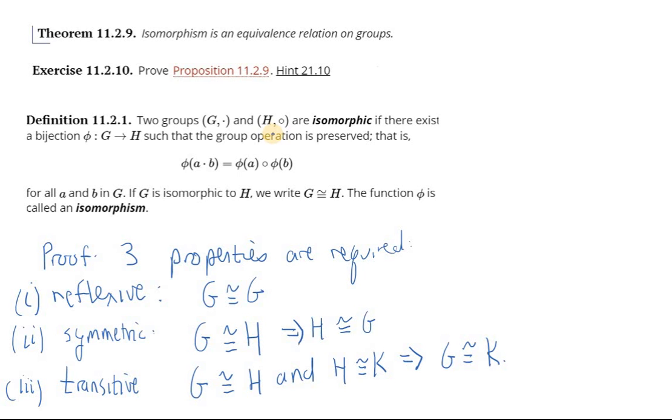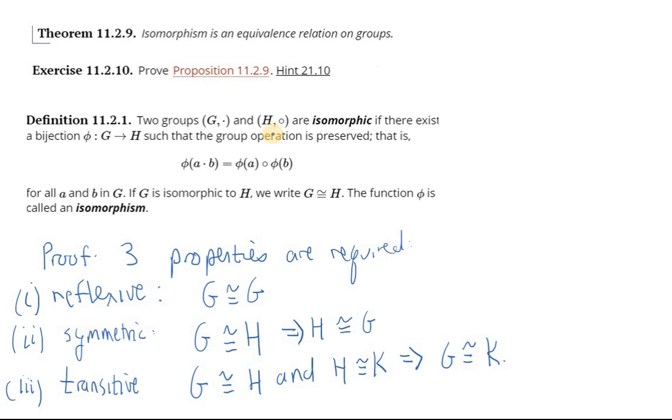Okay, so I'm going to talk about exercise 11.10, which is to prove this theorem that isomorphism is an equivalence relation on groups. So here we talk about isomorphic groups. Isomorphic groups have a bijection that relates the two groups, and this bijection has this operation preserving property. So if I have two groups and I can find such an isomorphism between them, then they're called isomorphic.